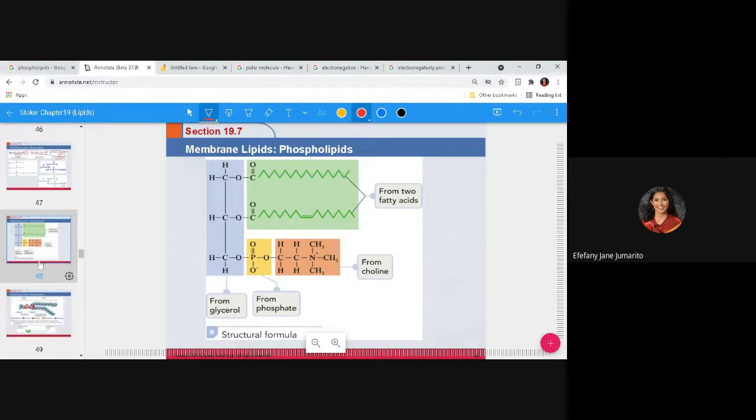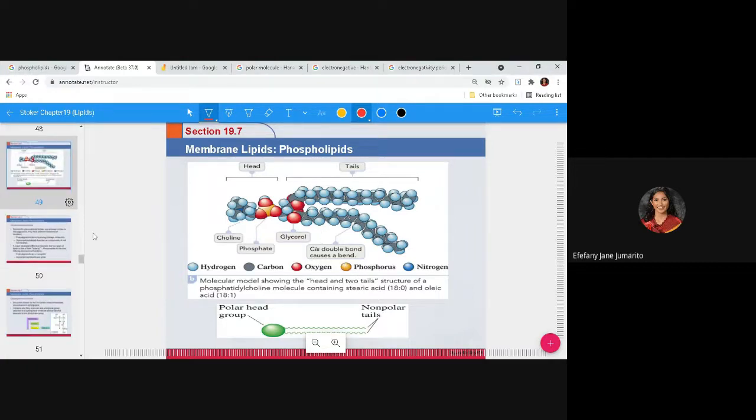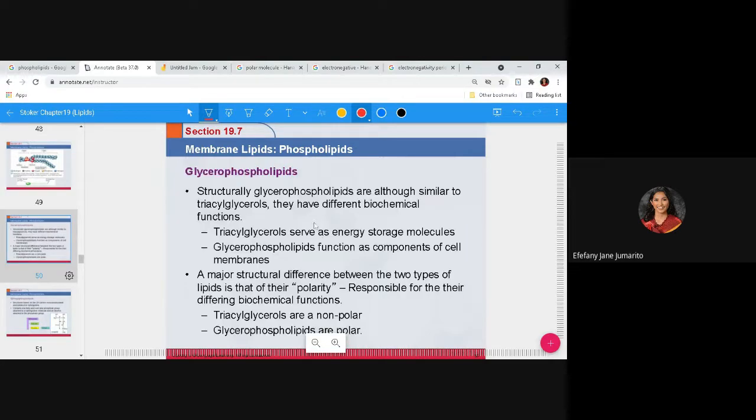Okay, so that's it. Then we have this one. Your membrane lipids: we have phospholipids. Then we have glycerol phospholipid. All right, so we have the difference between glycerol phospholipids and triacylglycerol.